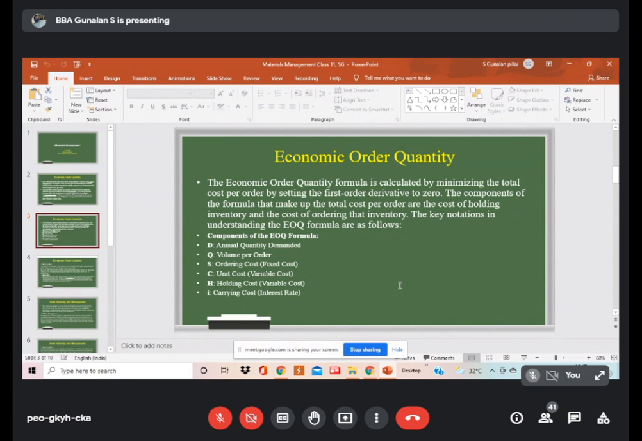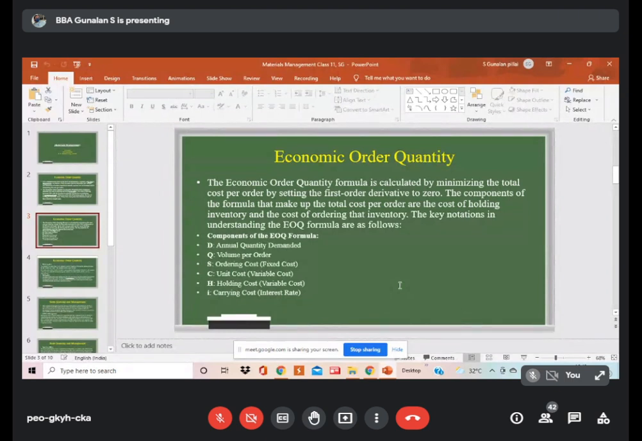Components of the economic order quantity formula: annual quantity demanded. First, we have to calculate what the demand for a product is. Annual quantity demanded. Volume per order: how much you are ordering in each and every order. Ordering cost: what will be the cost for each order. Unit cost: what will be the cost of individual units.